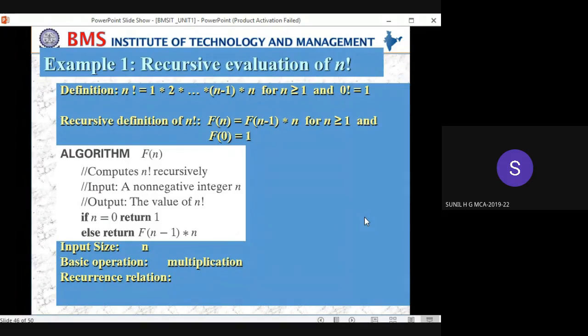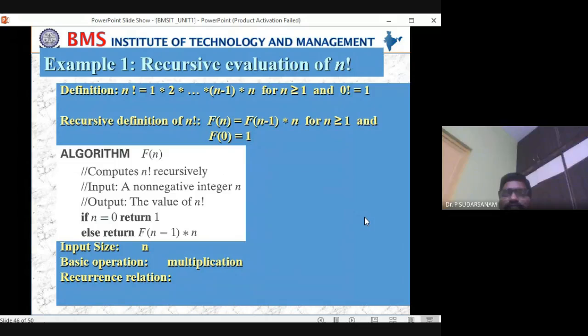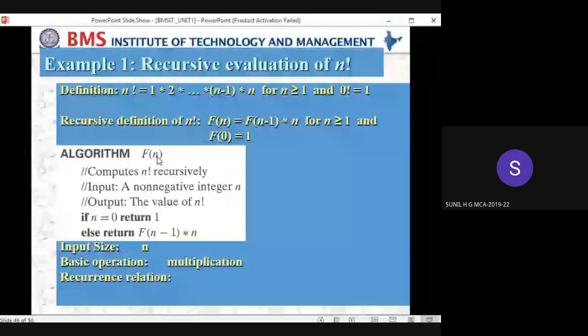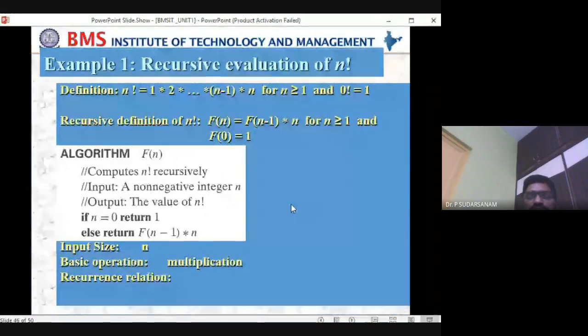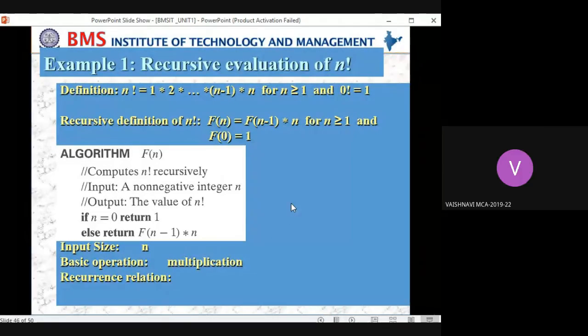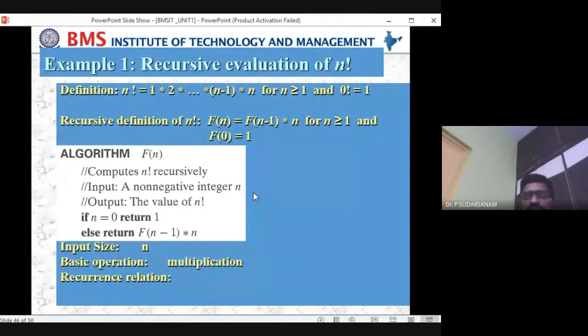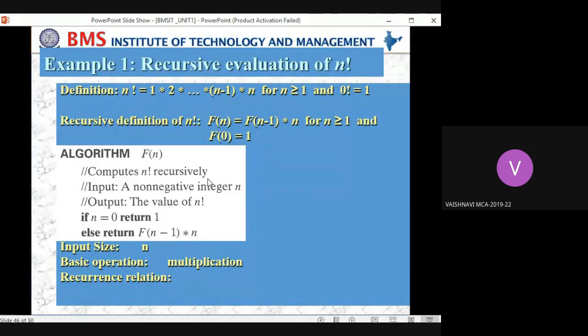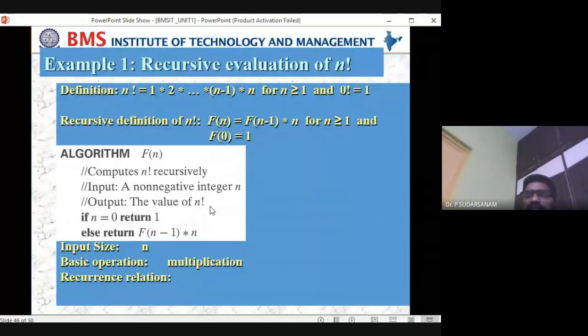Decide on a parameter indicating an input size. Input size you have to find out. Now, what is your input size in this program? f of n, sir? No. Vaishnavi, what is the input size in this? N, sir. N.